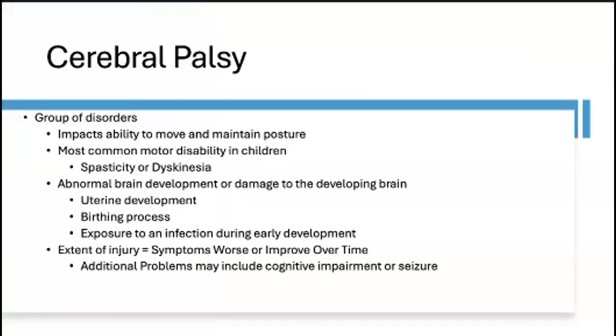Cerebral palsy is a group of disorders affecting movement, balance, and posture. It's the most common motor disability in children. It's caused by abnormal brain development or brain injury affecting muscle control, non-progressive brain injury, but sometimes may improve or worsen depending on the area affected. It involves spasticity or dyskinesia, those involuntary movements. Injury can occur prenatally, during birth, or postnatally.